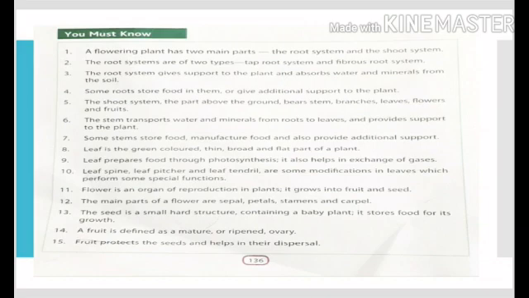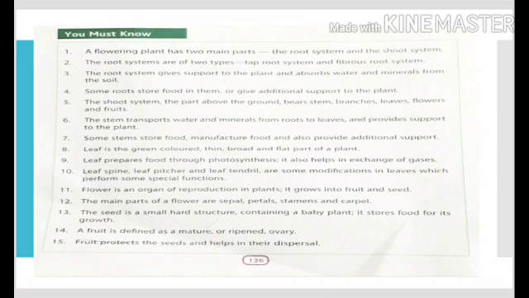After that, we discussed the functions of the stem. Stem transports water and minerals that are absorbed by the roots and provides support to the plant. Other functions are also given. 6 were there. Now, point number 7: some plants store food, manufacture food and provide additional support. So these are the modifications of the stem.